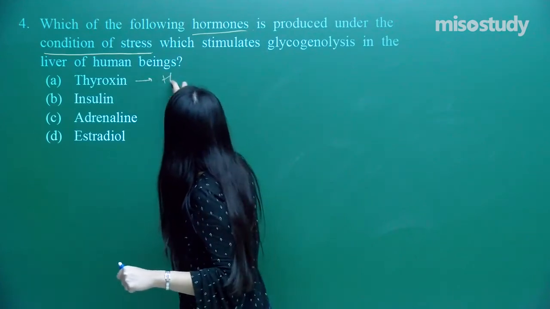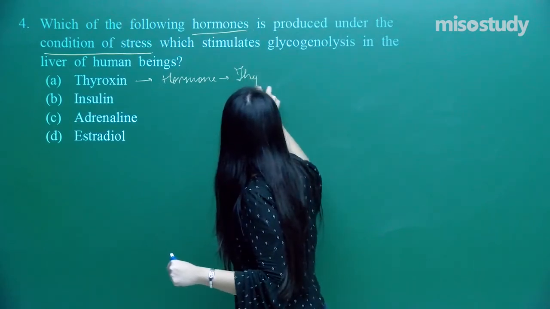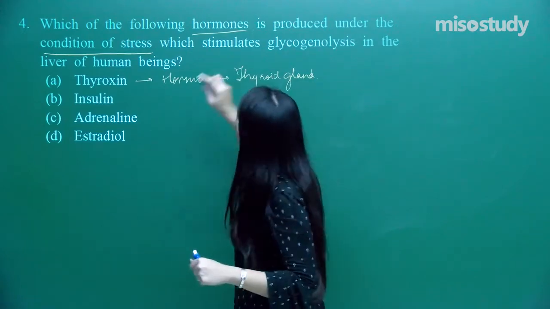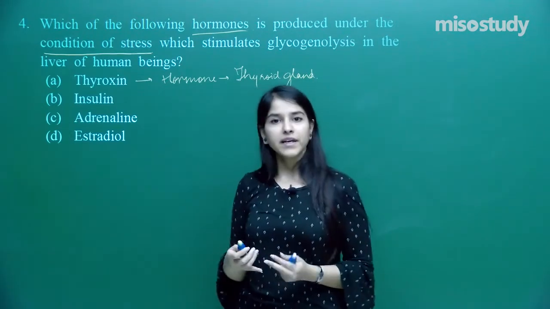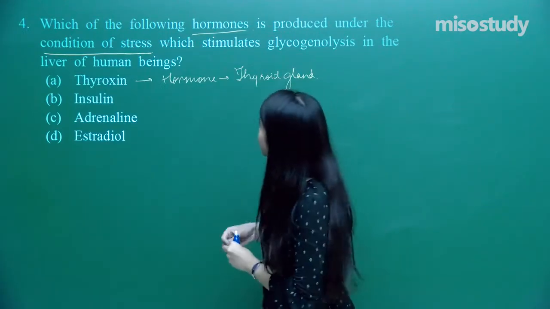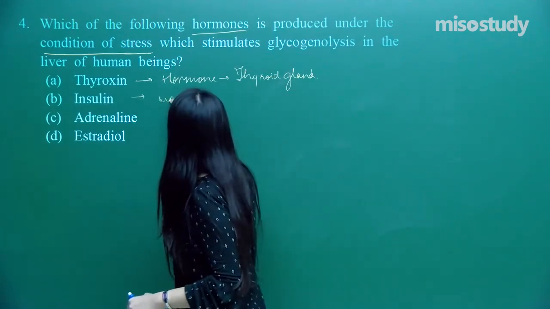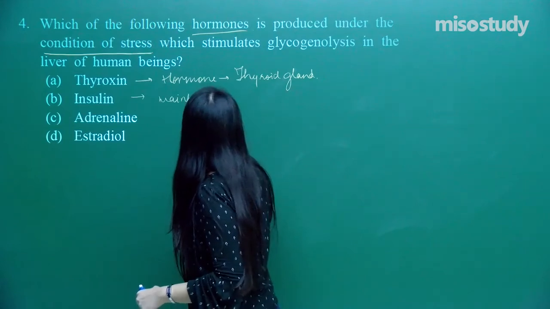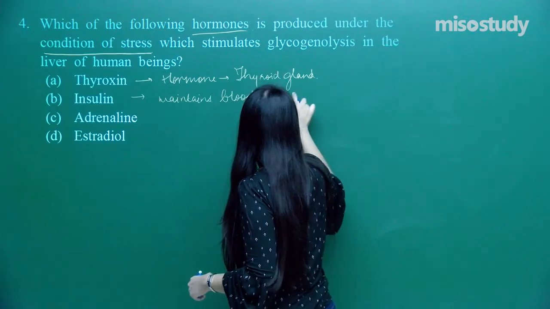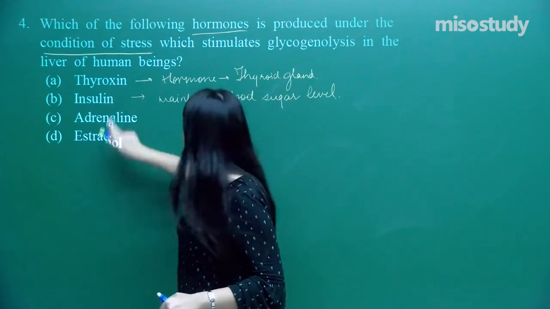Thyroxine is a hormone which is released by the thyroid gland, and due to the deficiency of thyroid in the body, we get hypothyroidism. So that is entirely a different thing. It does not let us deal with the condition of stress. What is insulin? It maintains the blood sugar level. Again a different concept, a different kind of function of this particular hormone.